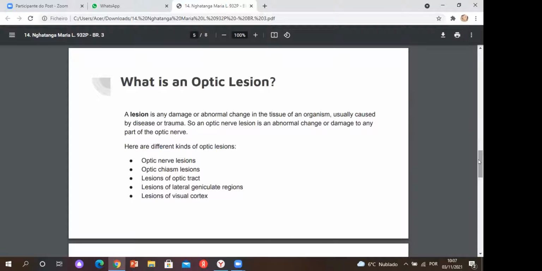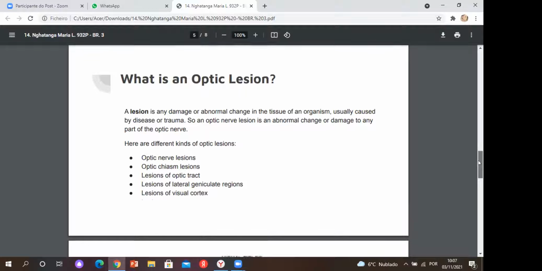So we're going to talk about optic lesions. What are optic lesions? Generally, a lesion is any damage or abnormal change in the tissue of an organism, usually caused by a disease or trauma. So any damage caused in the tissue of a certain body part is called a lesion. We can easily make out that an optic nerve lesion is an abnormal change or damage to any part of the optic nerve. So it's damage or breakage to any part of the optic nerve. That's what an optic lesion is.